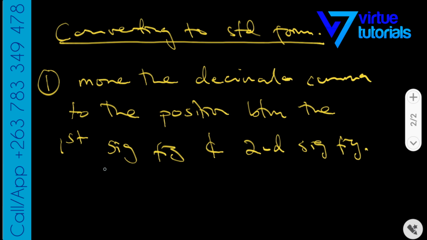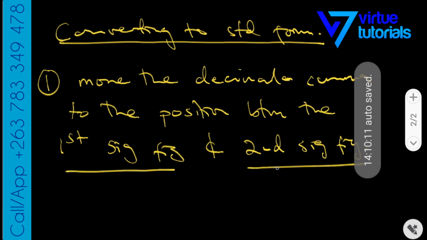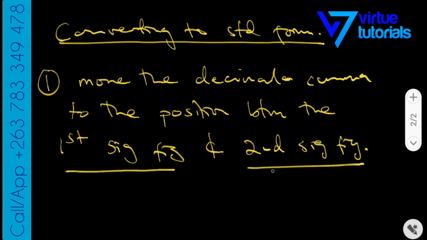So make sure you've done the topic on significant figures before you proceed, right? But make sure you move the decimal comma to the position between the first significant figure and the second significant figure. Now, let me be clear. This is the only time I expect you to move the comma, in the topic of standard form. That's the only topic I expect you to be moving a comma. When you're dealing with rounding off, please do not move a comma. The comma is only moved when you're doing conversions for standard form.